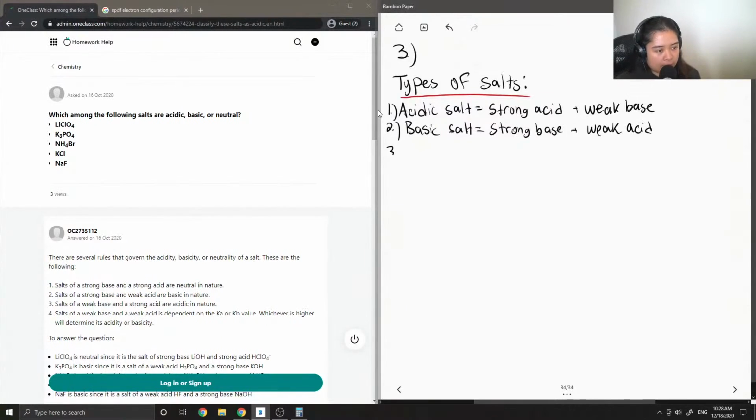And lastly, when you have a neutral salt, this was made from a strong acid reacting with a strong base. Okay, so now that we know all these types of salts, let's look at the different options that they give us and try to figure out what type of salt it is.